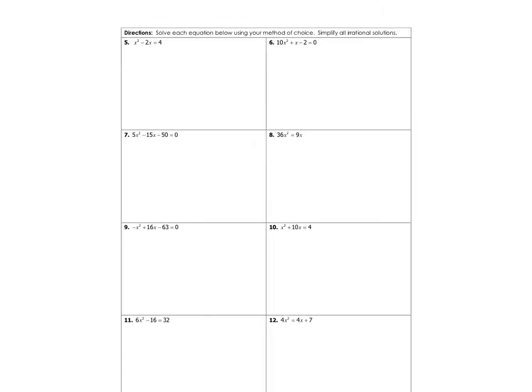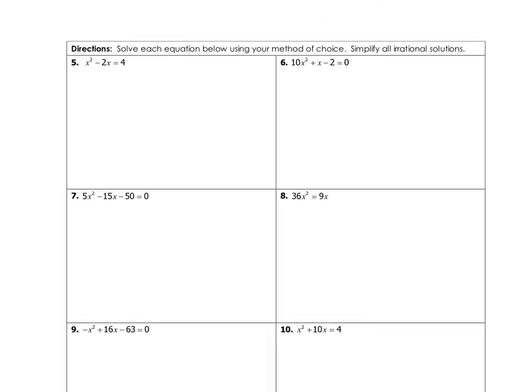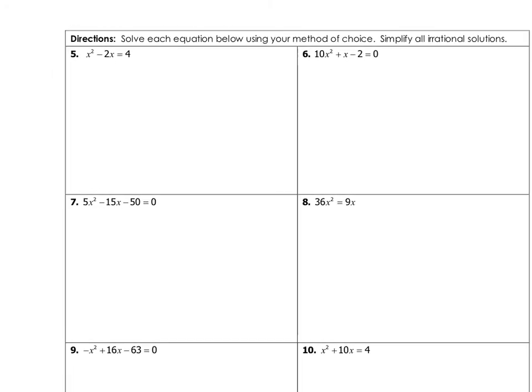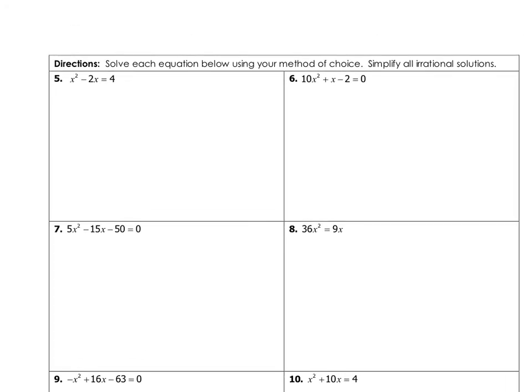All right, next page. Solve each equation below using your method of choice. Simplify all irrational solutions. All right, so here we go. Number 5, subtract 4 from both sides. Okay, so we can get it equal to 0. And x squared minus 2x minus 4. Man, I'm getting all jumbled up here. Let's do this. X squared minus 2x minus 4 equals 0.